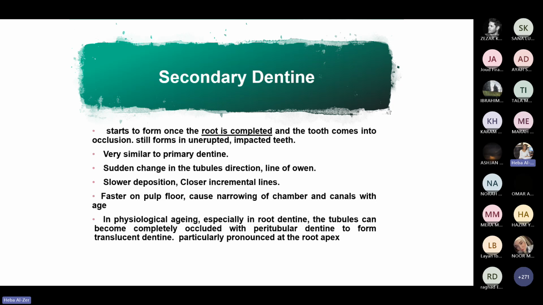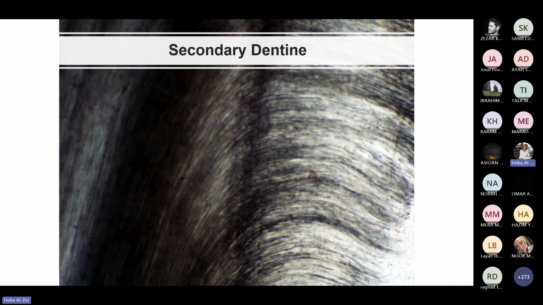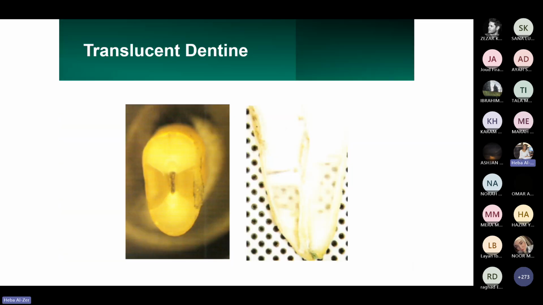As I have said, if the secondary dentine or the peritubular dentine occludes the dentinal tubules completely, that will make what we call the translucent dentine. So this is secondary and primary, the contour line of Owen. Secondary and primary contour line of Owen. And this is again when the dentine occludes all the tubules.